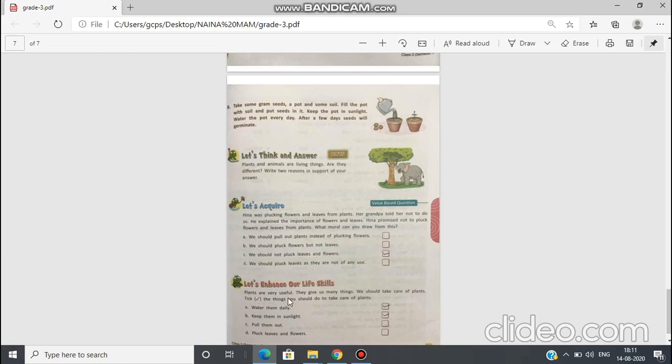Plants are very useful. They give us many things. We should take care of plants. Tick the things you should do to take care of plants. Water them daily. Keep them in sunlight. Pull them out. Pluck leaves and flowers. Learners, what is the correct answer? Water them daily and keep them in sunlight.